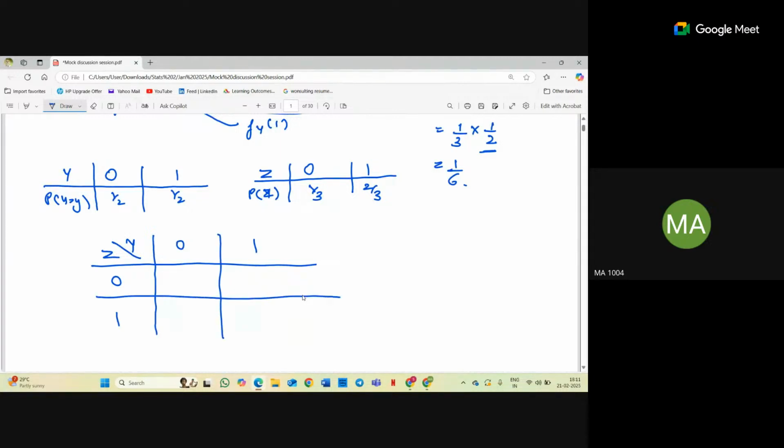Now tell me the values when y is equal to 0 and z equals to 0. If you see it, it's 1 by 6, right? We have solved it here. And we know that for z, the probability of z equals to 0 is 1 by 3. So in total it should be 1 by 3. So what will be this value? 1 by 6. Correct. Now, when y is 0 and z is 1.